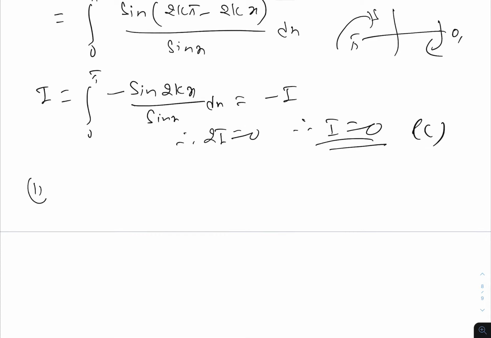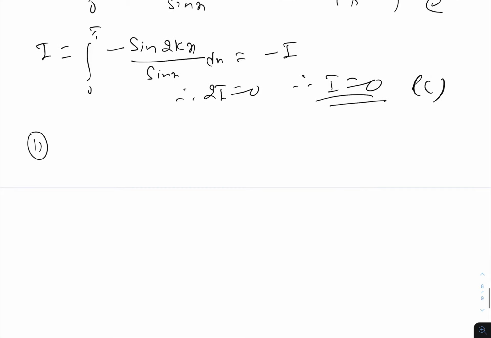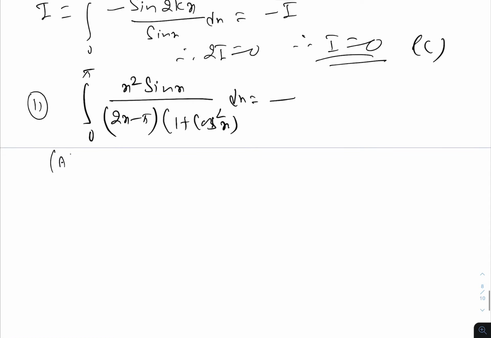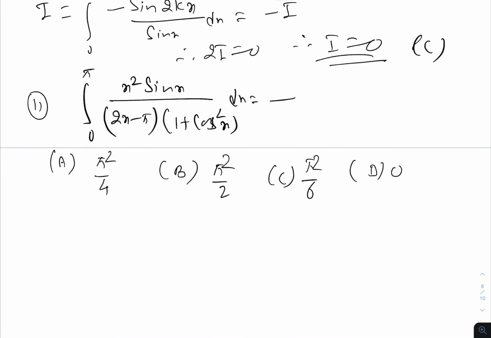Okay, take one more. Integration 0 to pi x square sin x over (2x minus pi)(1 plus cosine square x) dx equal to blank. So here options are pi square by 4, pi square by 2, pi square by 6 and 0.